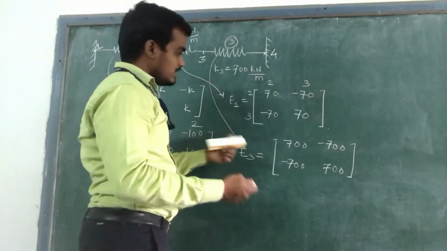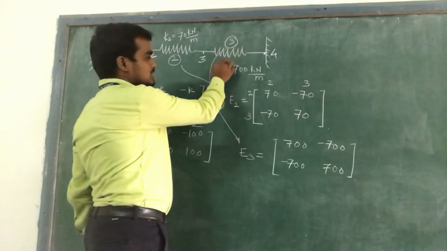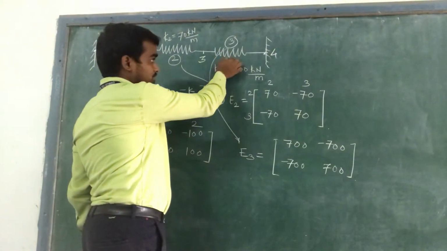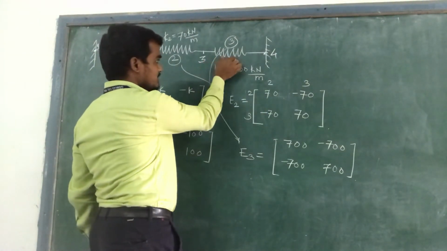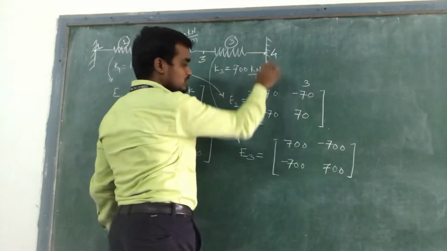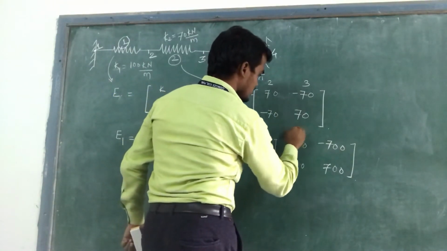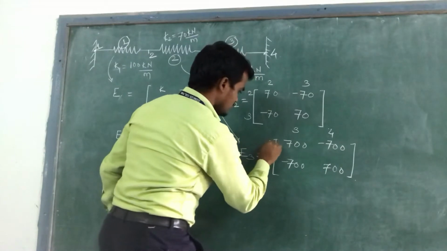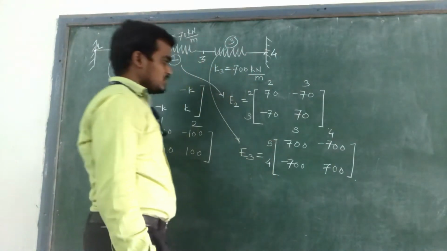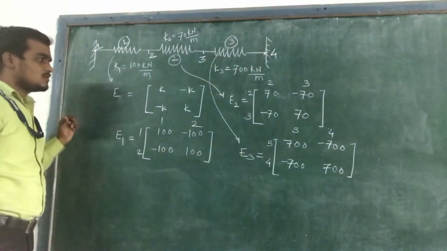Okay. So next step is to write down the position of that element in matrix form, as actually this element lies between node 3 and node 4. So its position will become between 3 and 4. Between 3 and 4. Okay. So this is the answer of your first question.